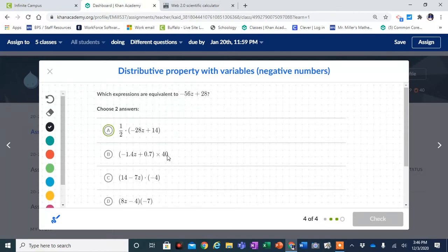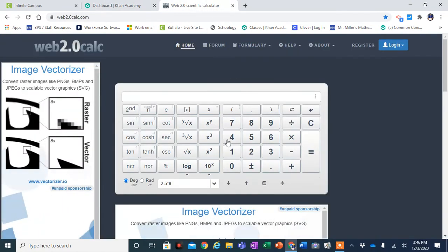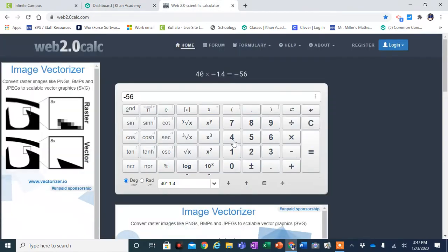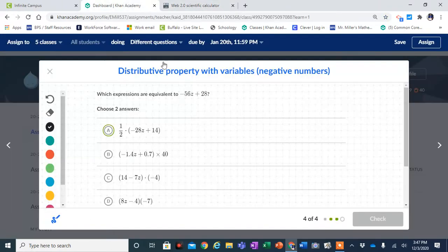Looking at this one, we would have 40 times negative 1.4. So 40 times negative 1.4 gives us a negative 56, which is what we want. And there's the letter Z. And then we need to do 40 times 0.7. So 40 times 0.7 is 28. So that one works.